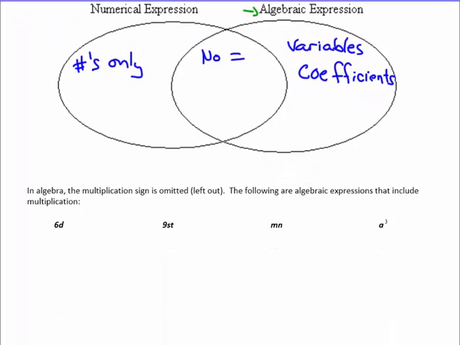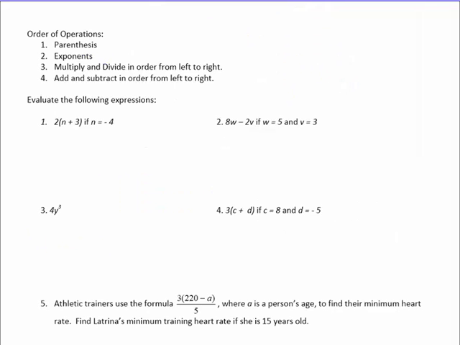So in algebra, the multiplication sign is omitted. We're not going to have any more multiplication symbol, no X for multiplication. The following are algebraic expressions that include multiplication. This means 6 times D. This means R times S times T. M times N. A times A times A. I'm not going to write those all out. Let's see what else we have to do here today.